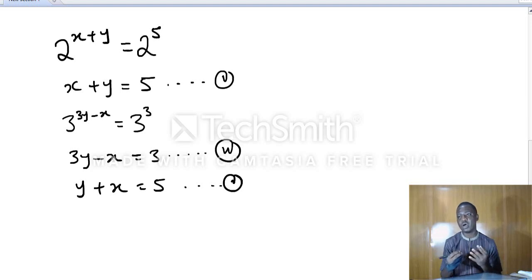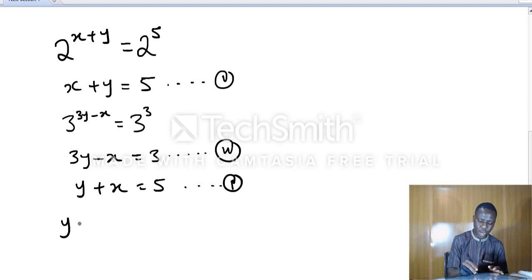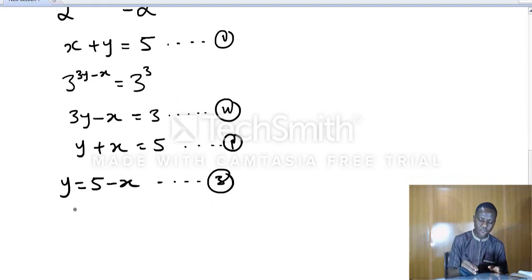So at this point, you can either use substitution method, elimination method, or graphical method. But I would advise you to always make use of substitution method or elimination method in preference to graphical method. For graphical method, will always take much of your time. So I'm going to use substitution method. I'm going to make y the subject of the formula in equation 1 and substitute it into equation 2. So from equation 1, you agree with me that y will be equal to 5 minus x. Call this equation 3.